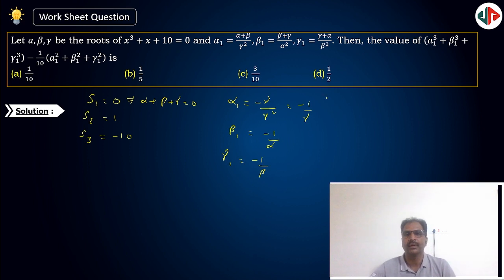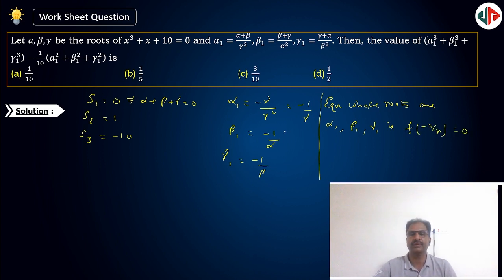Now, alpha, beta, gamma are the roots of the given equation. Therefore, what is the equation whose roots are alpha 1, beta 1, gamma 1? It means f of minus 1 by x is equal to 0, because alpha 1 is the reciprocal of gamma with minus sign, beta 1 is the reciprocal of alpha with minus sign, gamma 1 is the reciprocal of beta with minus sign.